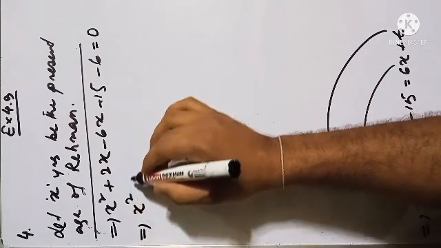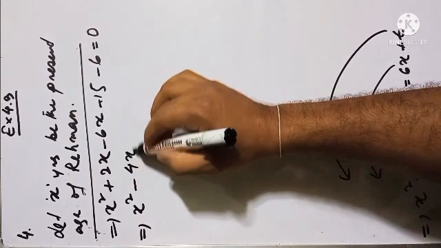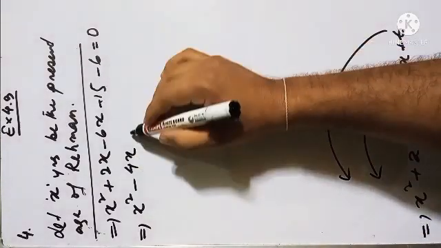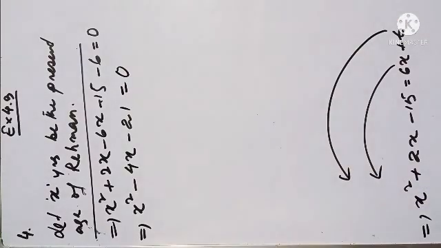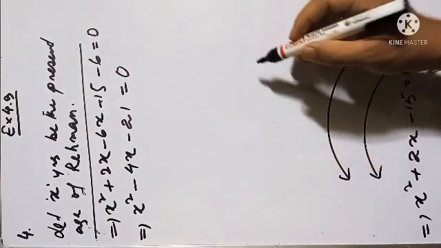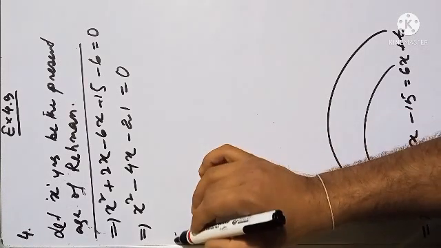Now x square plus twice x minus 6x, we have minus 4x, minus 15 minus 6, we have minus 21 equal to 0. So now we have the quadratic equation. And then what happened? After this, you can choose any one of the methods. You can do with factorization, that means splitting the middle term, completing the square, quadratic formula, that is up to you. But for me, let me just do with the factorization method, that means splitting the middle term.